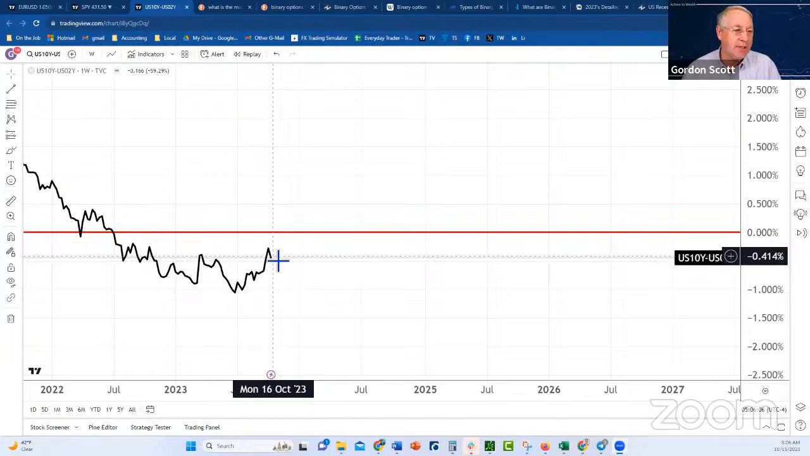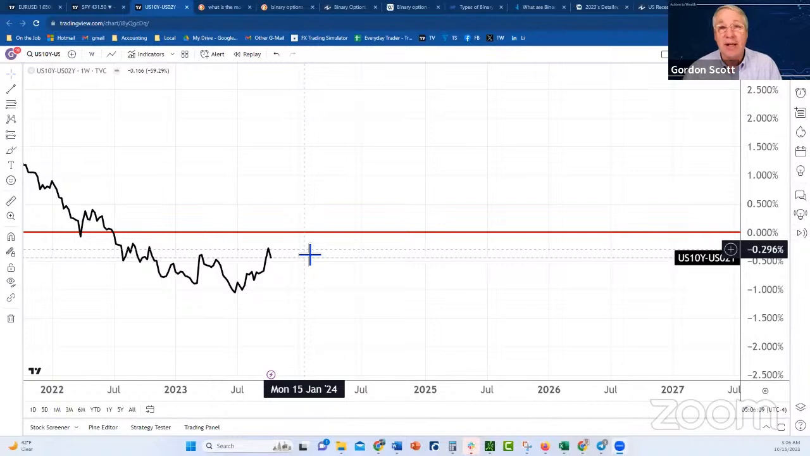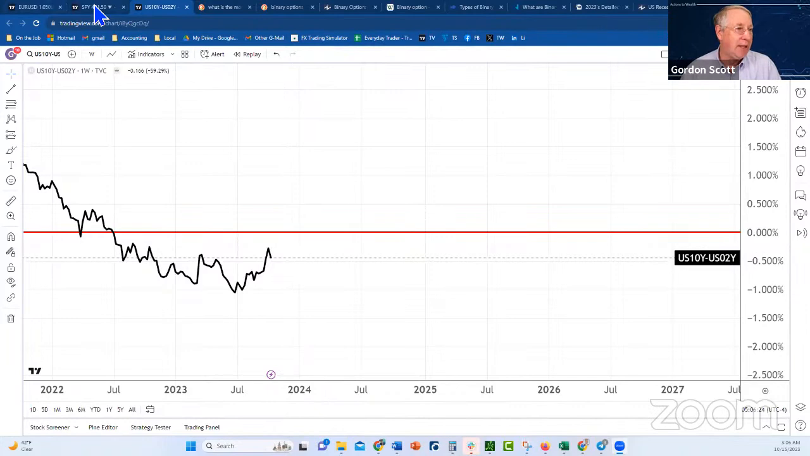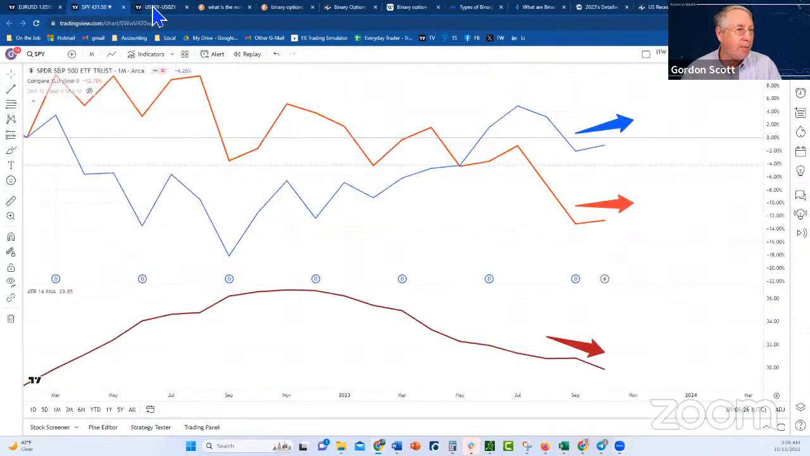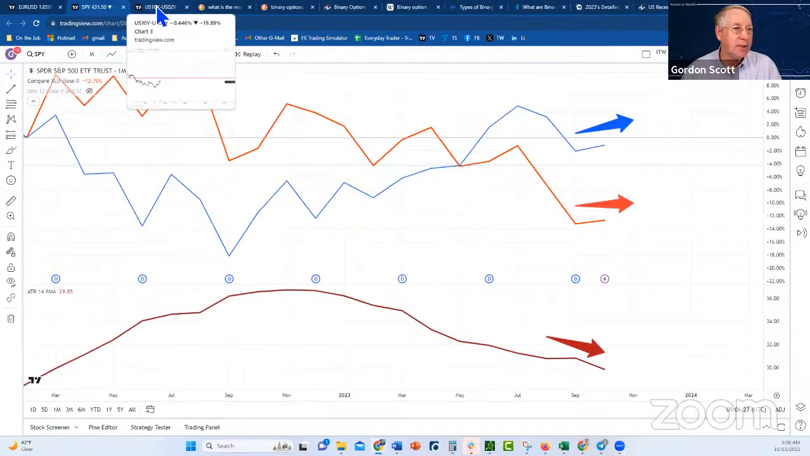So with this little dip down, some people have been looking at this and a lot of other evidence that maybe the market is not going to be so bad for the next 2-3 months. But I want to show you.